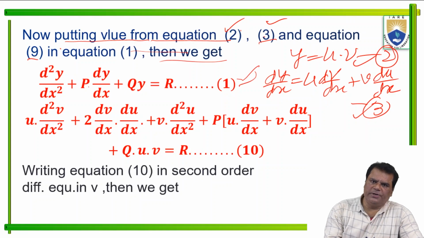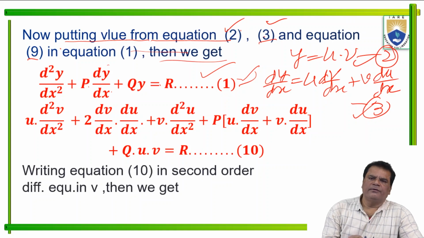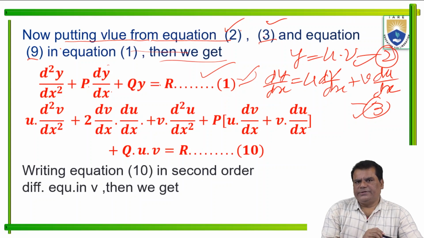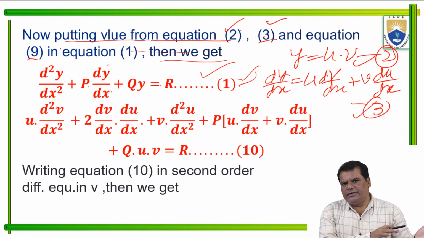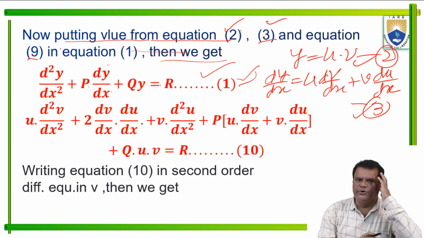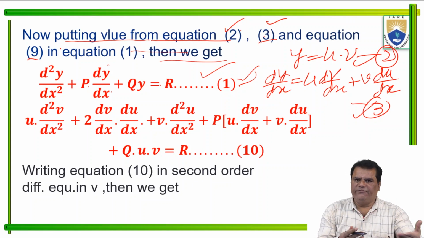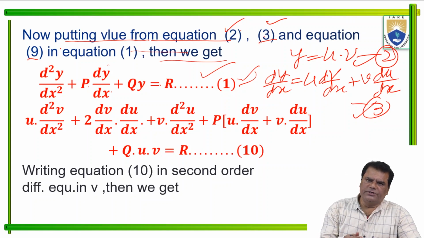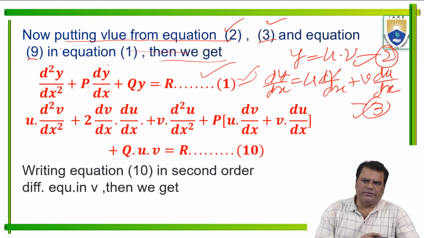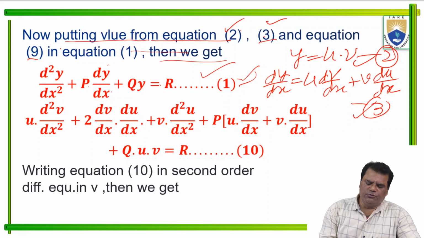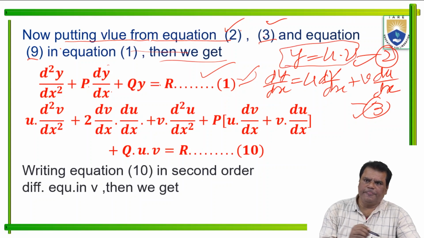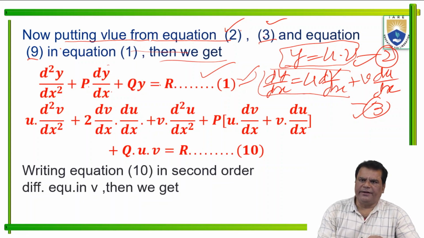Equation 1 is d2y/dx2 plus p dy/dx plus q y equal to r. This is the general ordinary linear differential equation of second order with variable coefficients. Now we have considered the solution y equal to u into v, and we are verifying the given equation with the help of the considered solution. One time differentiating this, we get equation 3. Again differentiating, we get equation 9.